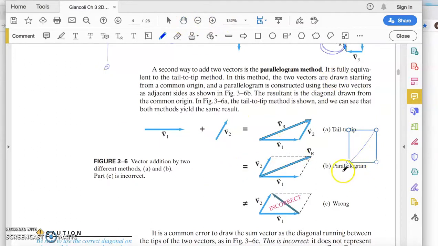What does parallelogram mean? Parallelogram means متوازي مستطيلات, okay? أو متوازي أضلاع. متوازي أضلاع, sorry, متوازي أضلاع.